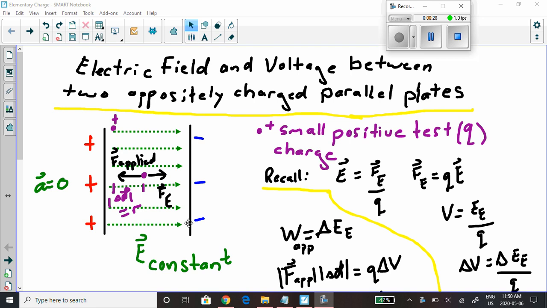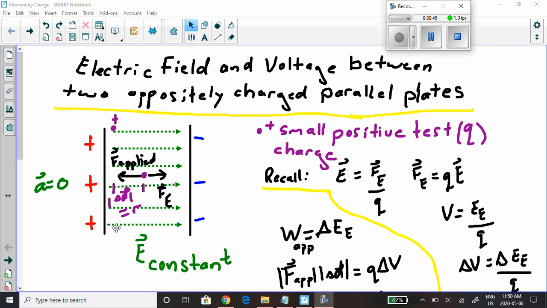So picture like two playing cards in a sandwich-like situation, one on top of each other, or one left, one right, and one's positively charged and one's negatively charged. We know from our previous discussion that the electric field in there is constant. I even showed you a simulation of that.